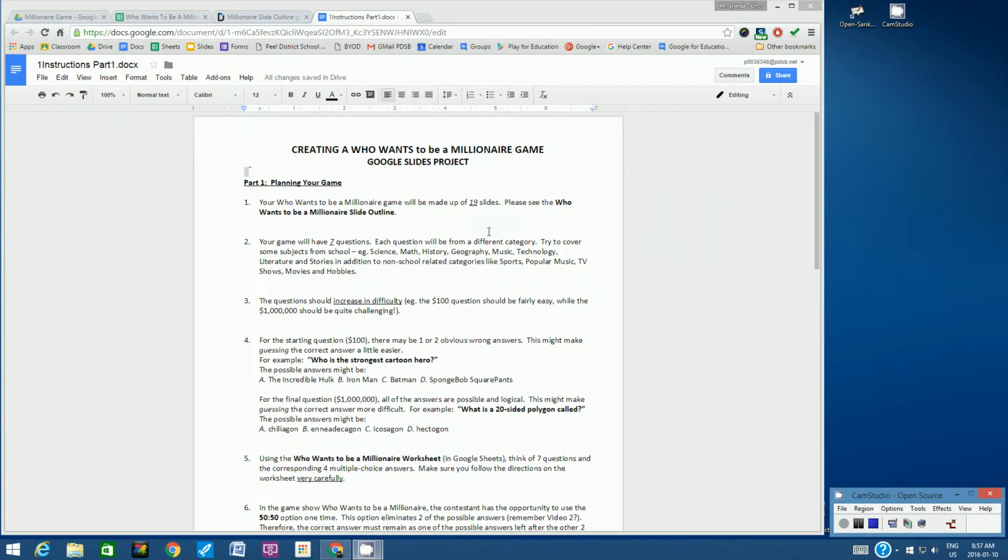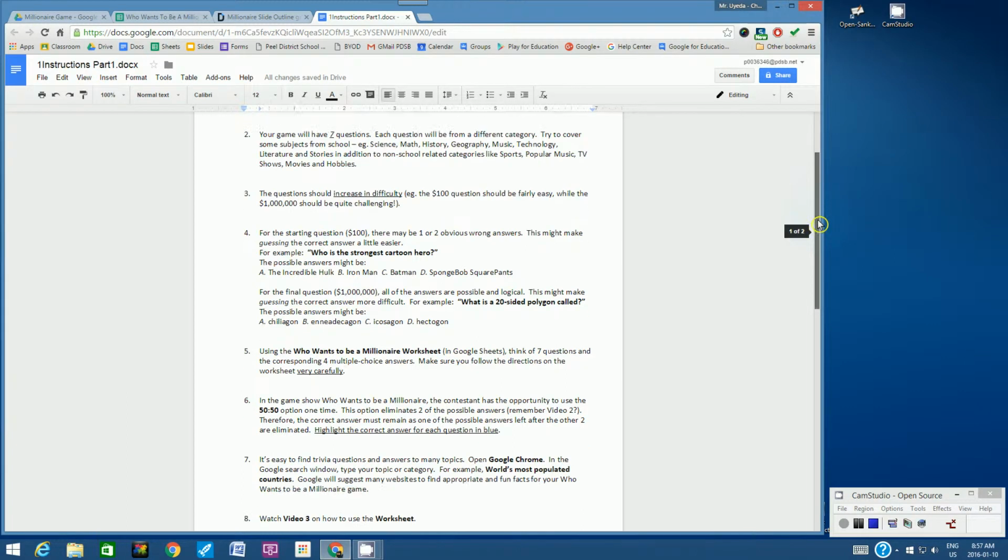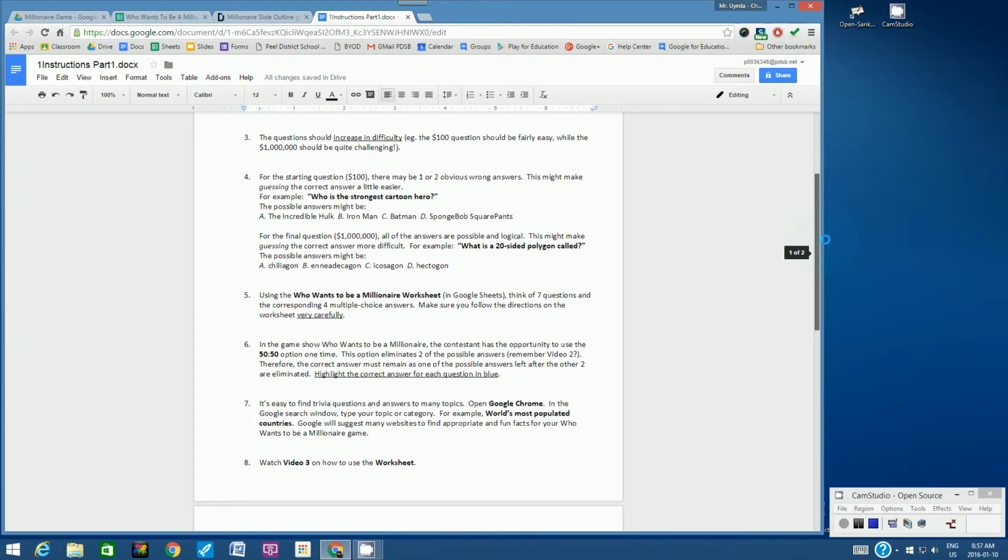So you've had a chance to read the instructions for part one, planning your game. Remember, it's very important in the construction of your questions that you think about the increasing difficulty of each question. To make an enjoyable game, you have to really have compelling questions. So you've read through carefully the instructions for part one, so let's do a little tutorial on how to fill in the worksheet.